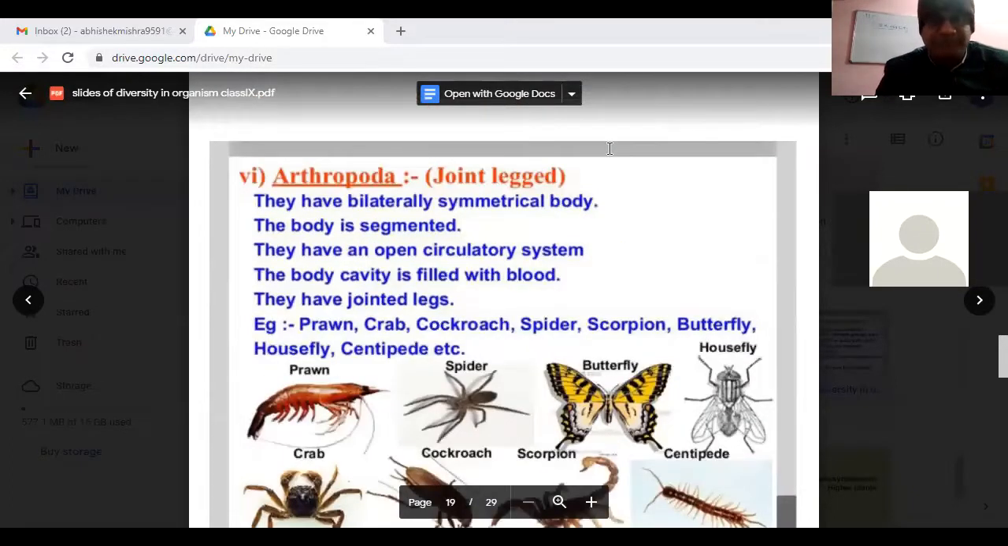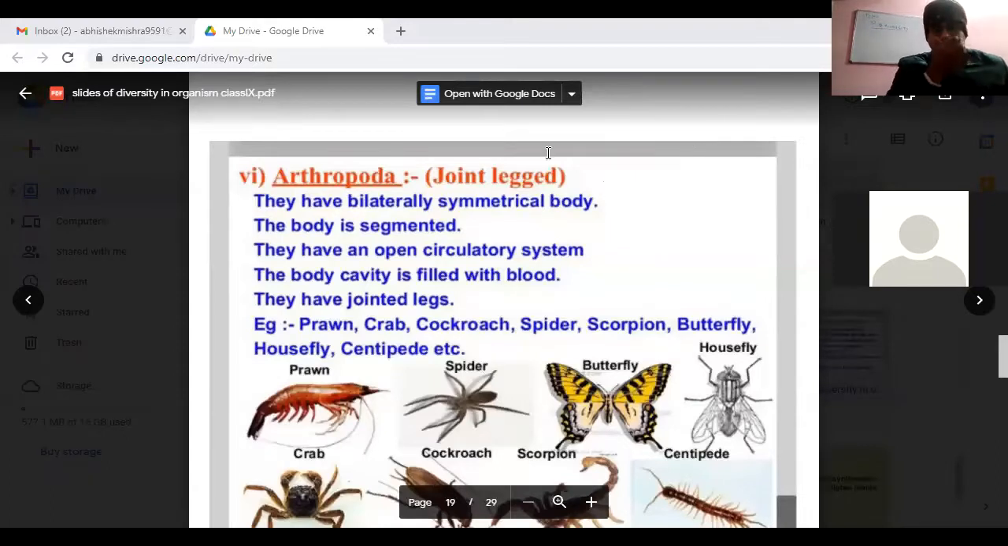First of all, students, from the name, the word arthro means jointed legs. It is divided into 2 words, arthro, that is jointed, and the second one, which I am highlighting, poda, that means foot. This is the word arthropoda, means jointed legs.